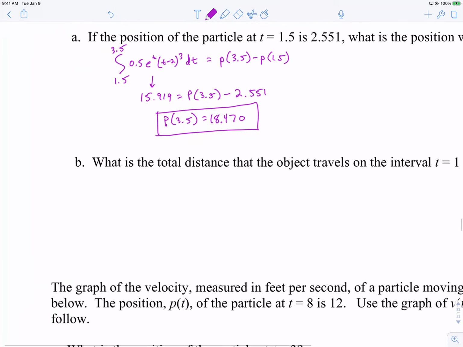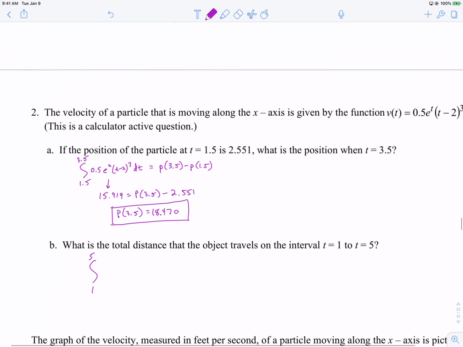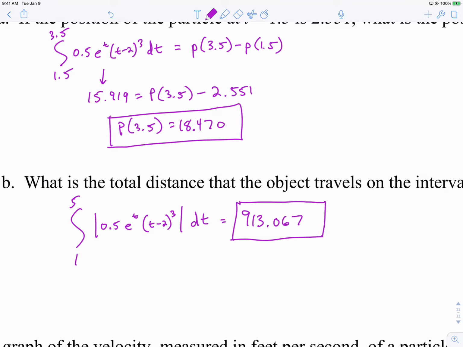All right. What's the total distance the object travels from 1 to 5? Total distance, now just to be safe, I don't know if this function is above the axis all the time or not, so we're going to do the absolute value of the function. For total distance, if we do the absolute value, that takes all our negative pieces and bounces them up into the positive region above the x-axis. So that's the safe way to do total distance on our calculator. So our total distance is that.